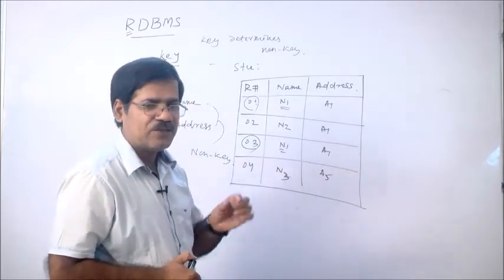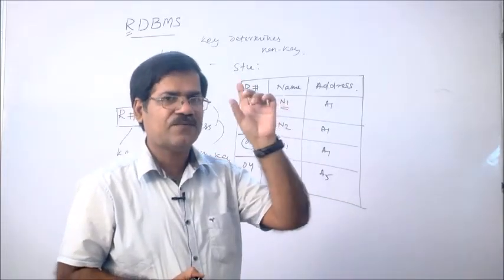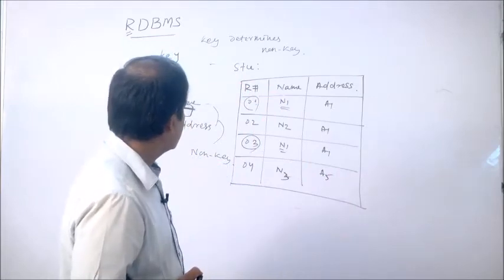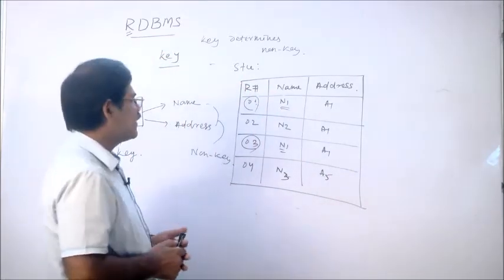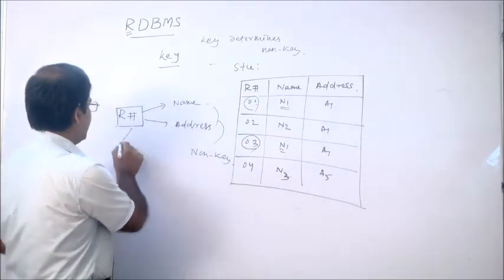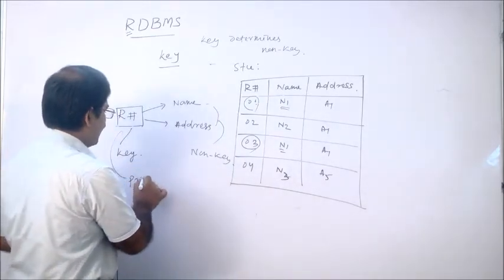Basically, by using the key value we can fetch the records from the table. Okay, so here the roll number field is called what? It is called a primary key. So roll number is a primary key.